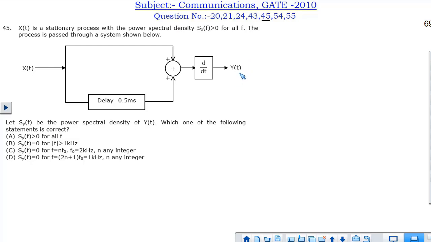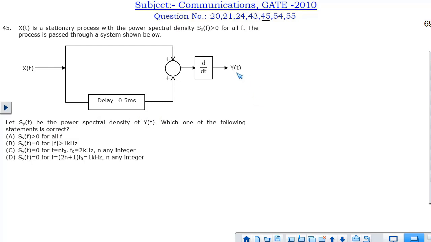So once we get the power spectral density at the output, then we can find out the information about the power spectral density, that is when it is becoming 0 or whether it is always greater than 0, that we can find out easily. So first our aim is to find out the system transfer function in frequency domain, so that we can get the output power spectral density.